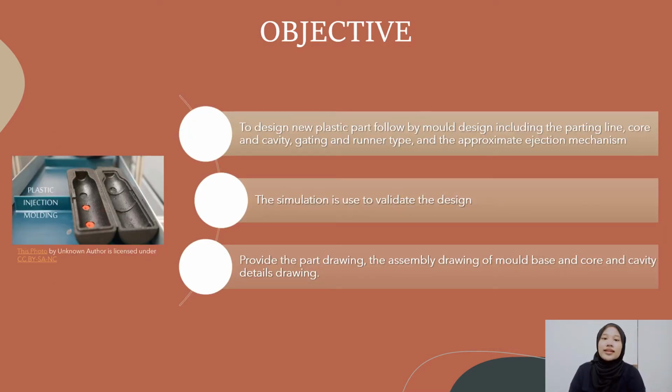The second slide is the objective of the project. The main objective is to design a new part or redesign a part, followed by mold design including parting line, cavity, gate, and runner type, and the approximate ejection mechanism. The second objective is to validate the design by using plastic flow simulation. And the third objective is to provide detailed drawings for the plastic part, split core and cavity, and also mold assembly.